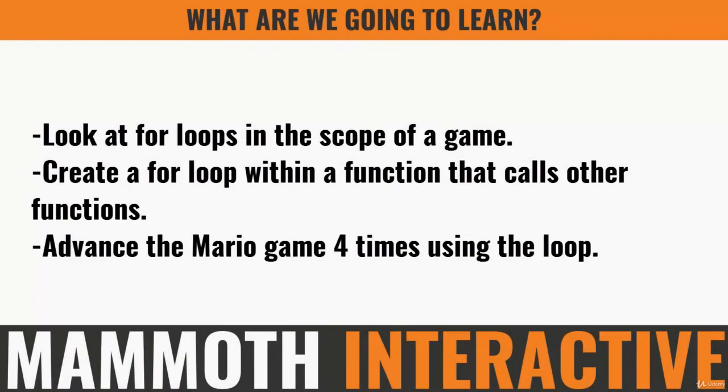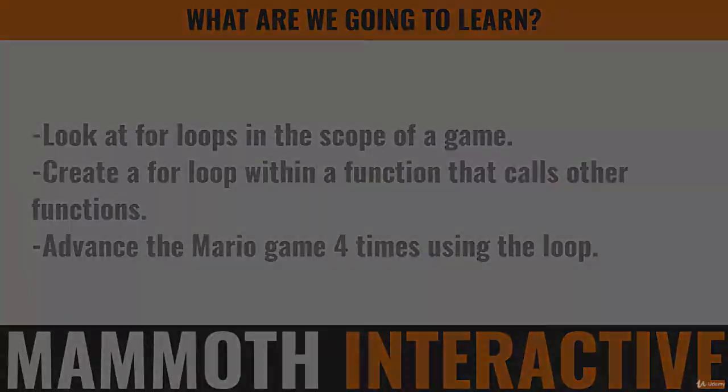In this final part of our tutorial, we're going to look at for loops in the scope of the Mario game. This is an example that we've looked at in previous videos, and I think it's a great way to demonstrate the concept of for loops. We're going to create a for loop within the main function that will call other functions. We're going to put a function call directly in the for loop so that it happens 4 times. We're going to basically advance the Mario game 4 times using this loop rather than typing out advance game 4 times.